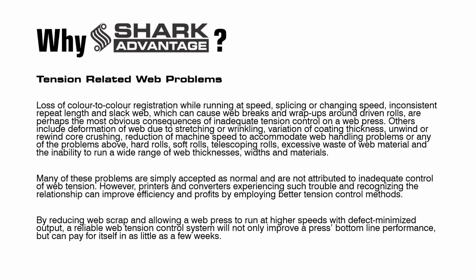However, printers and converters experiencing such trouble and recognizing the relationship can improve efficiency and profits by employing better tension control methods. By reducing web scrap and allowing a web press to run at higher speeds with defect-minimized output, a reliable web tension control system will not only improve a press's bottom-line performance, but can pay for itself in as little as a few weeks.